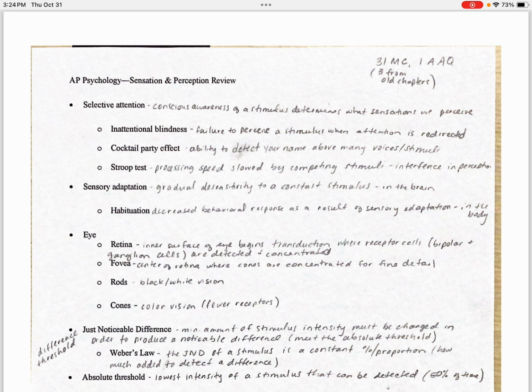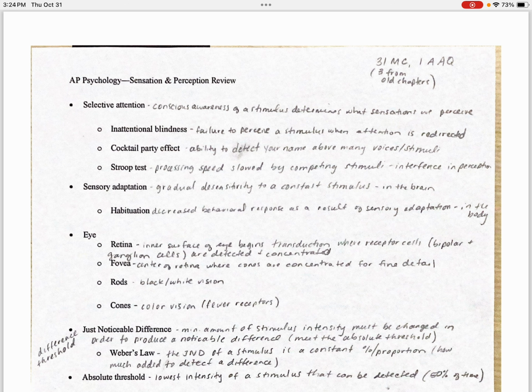blindness. The cocktail party effect is our ability to detect your name above many voices or stimuli, and that's just how it sounds. The cocktail party effect basically says we perk up, we listen more carefully when we think our name is being spoken. The Stroop test, this is that concussion protocol.